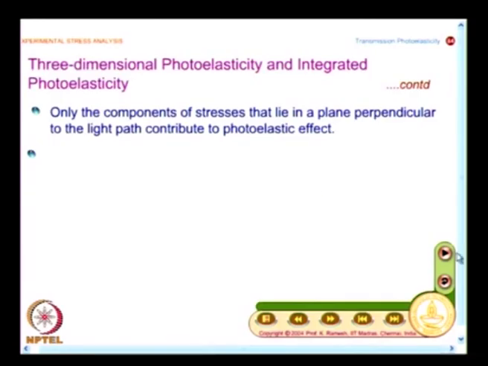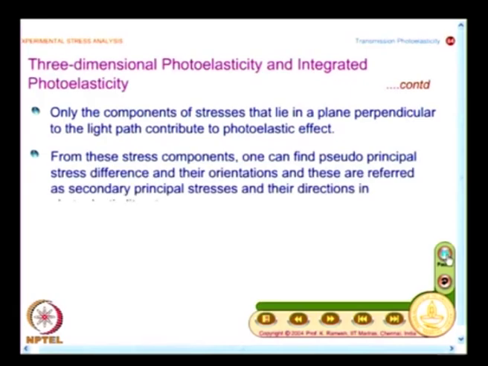So, in a 3-dimensional problem, what I will try to do is, I will try to find out what are known as pseudo principal stress difference, because you will have a stress tensor in general, a 3 by 3 matrix, and you will have to evaluate depending on the direction of the light. So, light path is also very important, and we should find out stress components perpendicular to the light path. And from a solid mechanics point of view, you will have at the point of interest principal stresses and their orientation. Those definitions change when we want to apply photoelasticity. So, I will essentially get only pseudo principal stresses in a plane perpendicular to the light path.